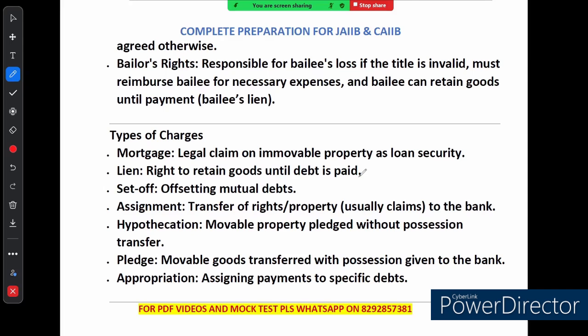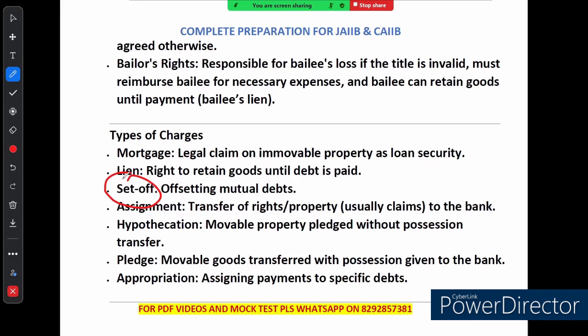Now let's switch over to types of charges. The first is called mortgage. What is a mortgage? A mortgage is a legal claim on immovable property, like a land or a house. It is used as security for the loan. Second is called lien. Do you know what a lien is? Lien gives the bank the right to keep your goods until you repay your debt, the right to retain goods until the debt is repaid. Next is what is called set off. What is the meaning of set off? Set off means the bank can offset or balance out the debt you owe them against the debt they owe you.